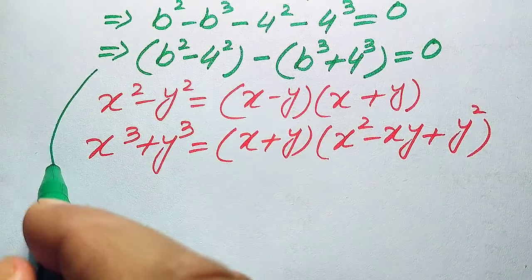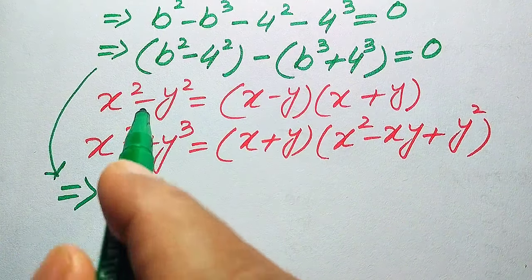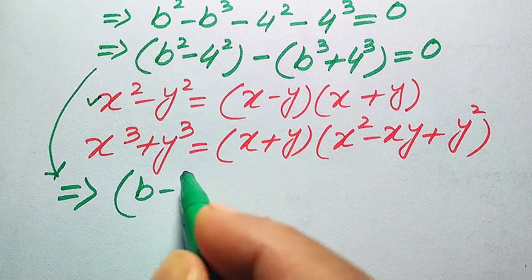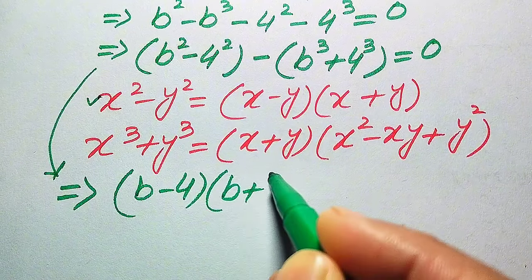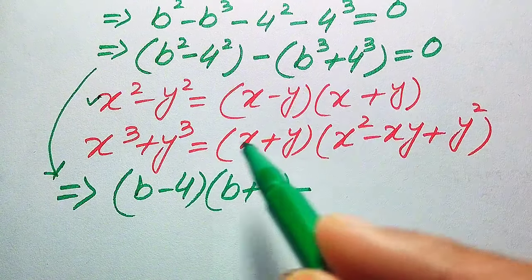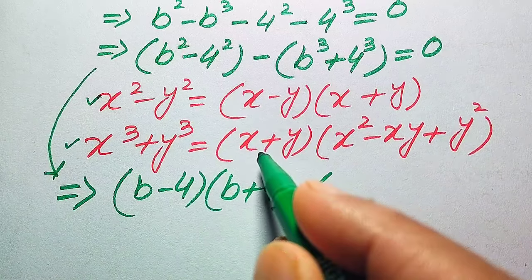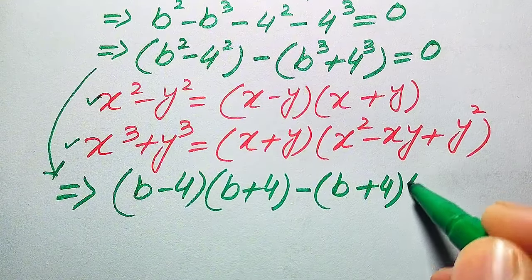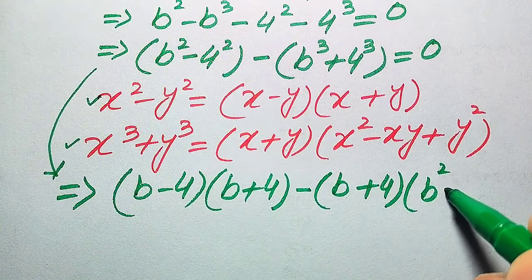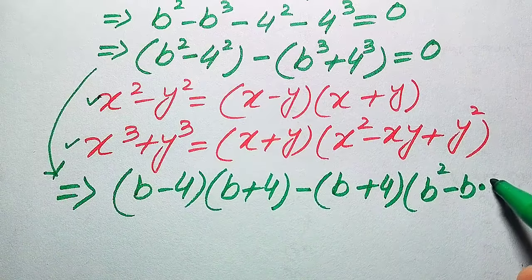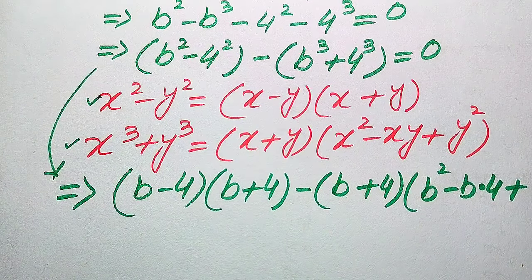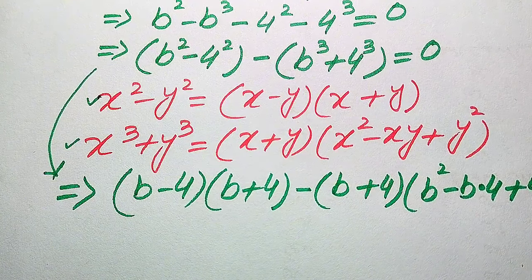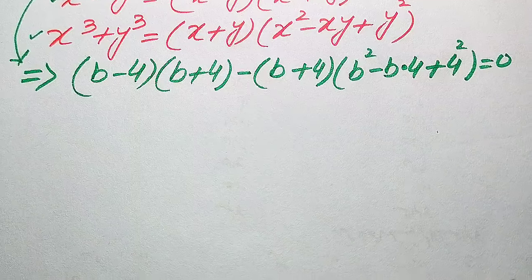Okay, so this equation implies that, we apply this formula on this factor, and after applying this formula it will be written as b minus 4 times b plus 4 minus, here we apply the cubic formula and it will be written as x plus y, where the value of x is b and y is 4, into x square, here our x is b square, minus xy, x is b and y is 4, plus y square, so our y is 4 square, and this whole equation is equals to 0.